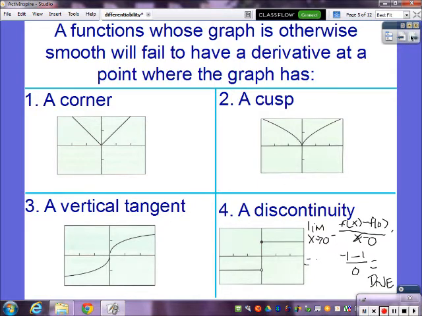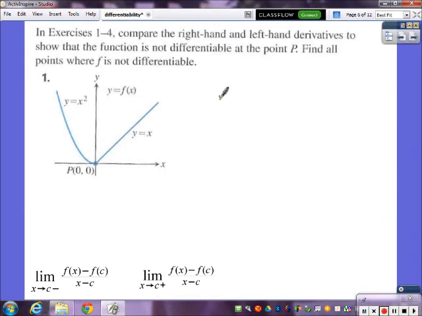Let's look at an example problem. So this problem says: compare the right hand and left hand derivatives to show that the function is not differentiable at the point P. Find all points where f is not differentiable.